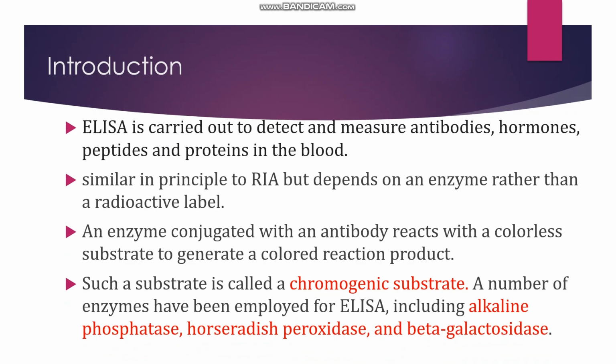A number of enzymes have been employed for ELISA, including alkaline phosphatase, horseradish peroxidase, and beta galactosidase. That's why we are giving the term enzyme linked.